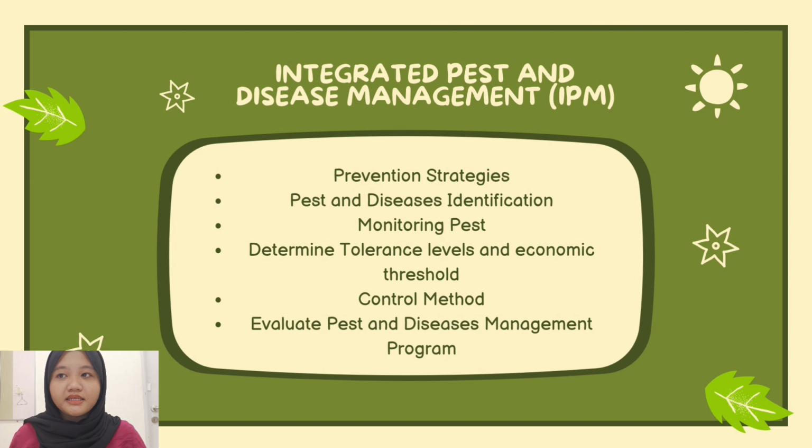The next one is control method. When possible, farmers should use cultural, biological, mechanical, or natural chemical control with the least environmental impact to manage disease and pests.